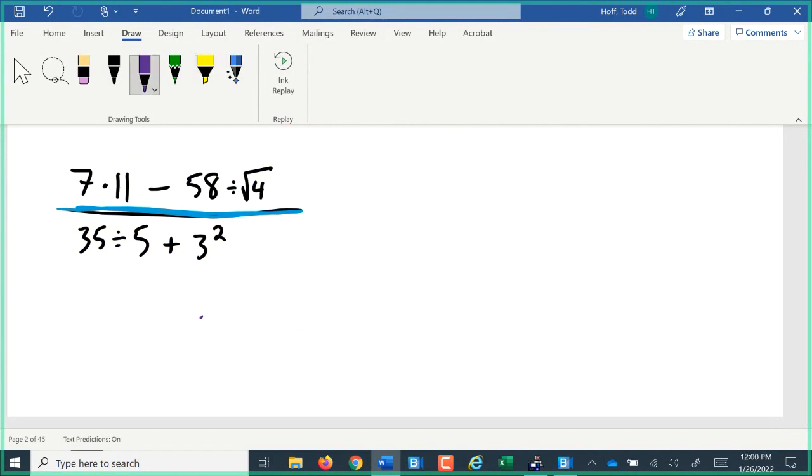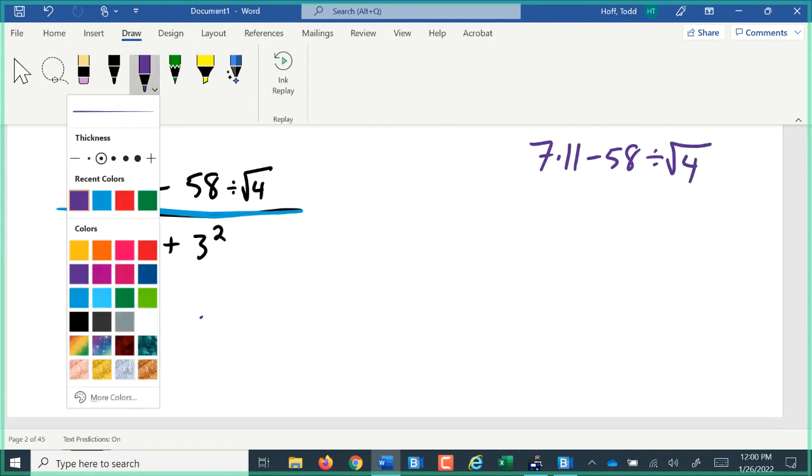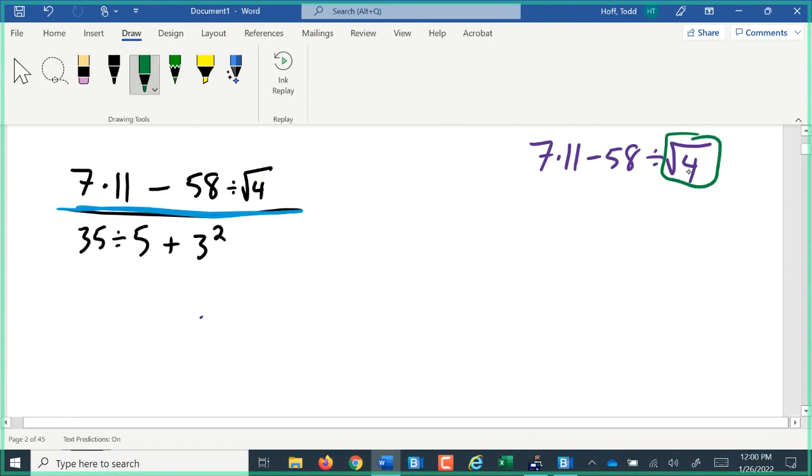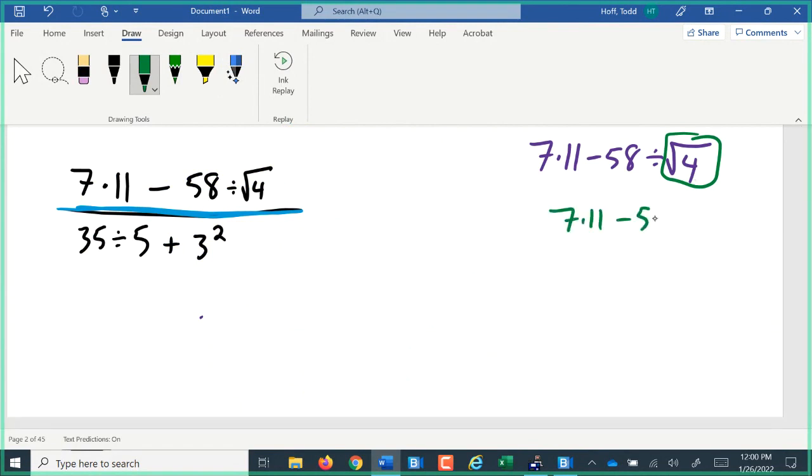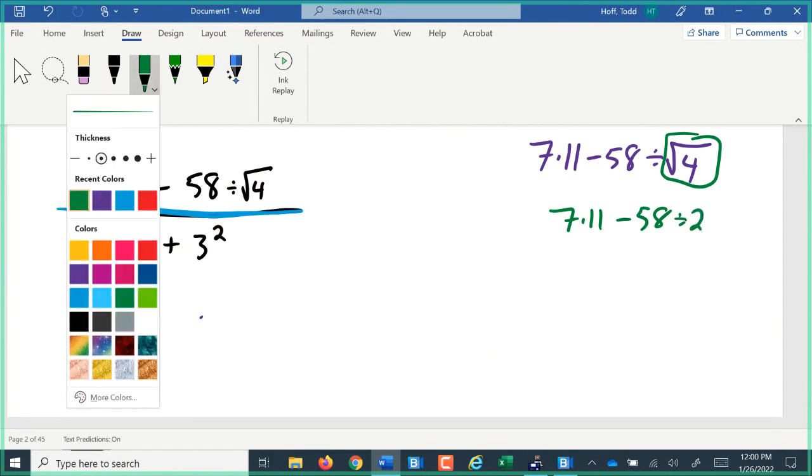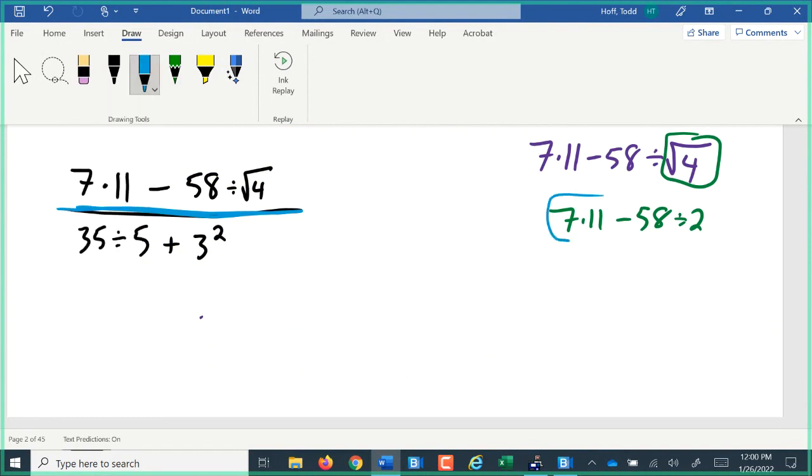I'll rewrite it off to the side here, so I have room to do it. So in that expression there, no more enclosing symbols, but there is an exponent. Square root of 4, which is 2. Next, there's multiplication and division. We will work left to right. 7 times 11 is 77.